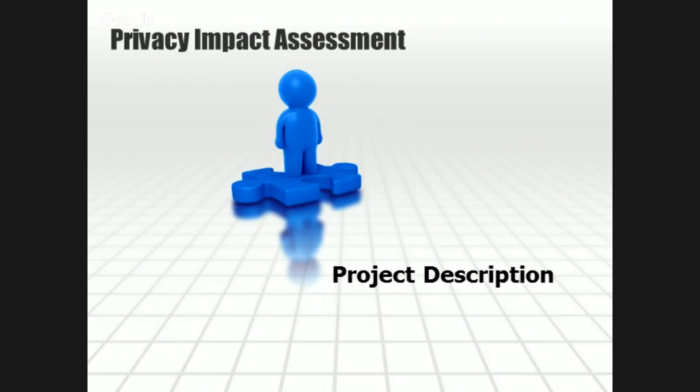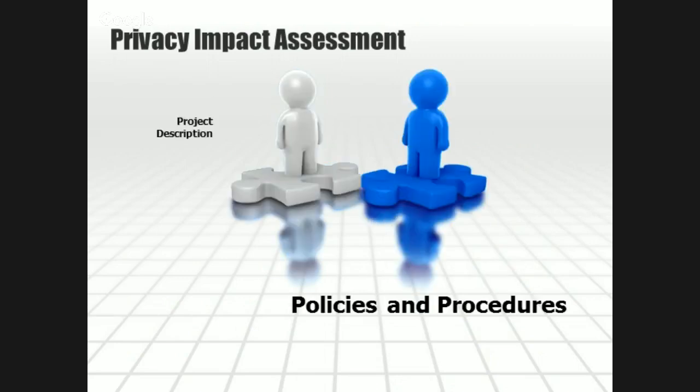So the first part in your privacy impact assessment is that project description. Make sure that it's complete enough that all of your stakeholders, your staff, your owners, and your vendors can sign off on that project description and make sure that you have a clear understanding about what the project is. The next step is to determine your policies and procedures.